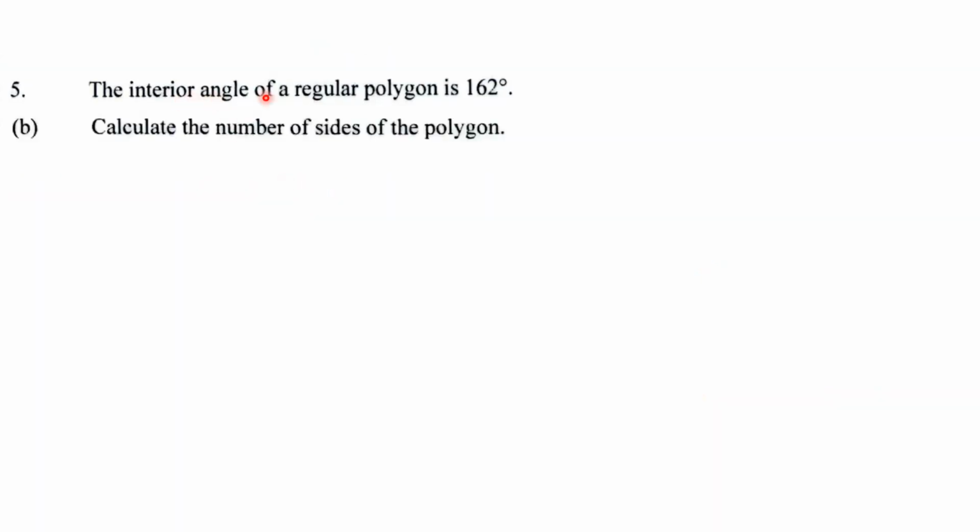It says that the interior angle of a regular polygon is 162 degrees. Calculate the number of sides of the polygon. What we want to figure out is the number of sides of this polygon, with the understanding that each of the interior angles of this polygon is 162 degrees.